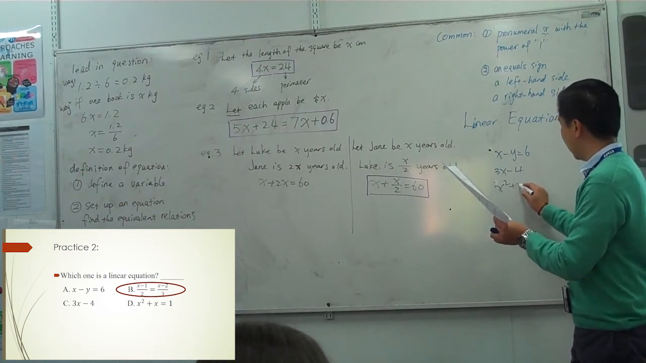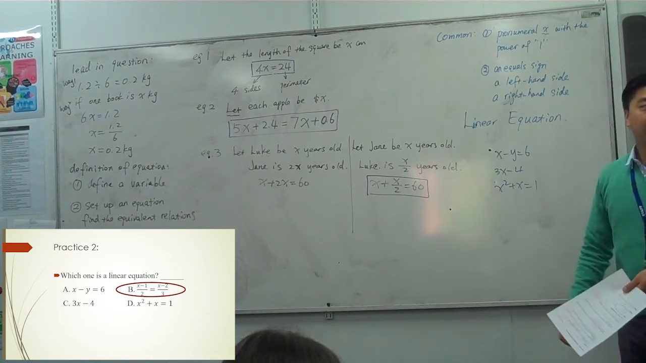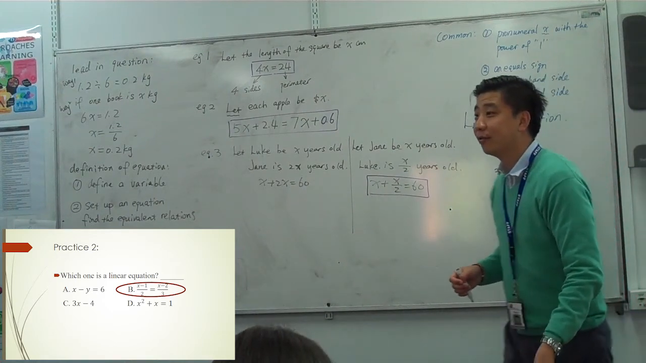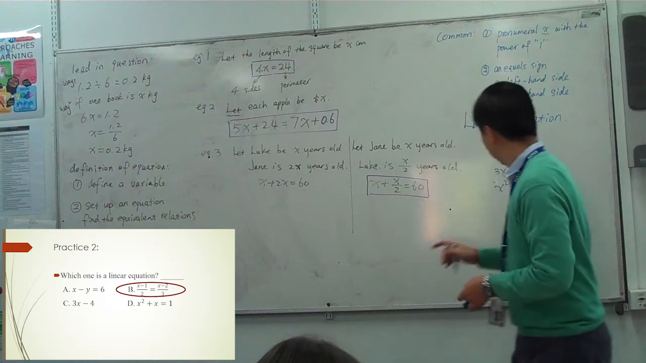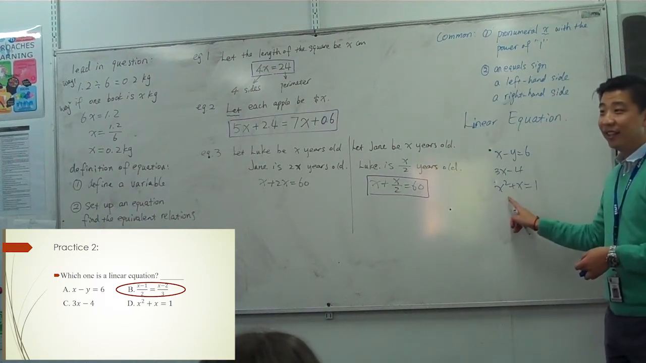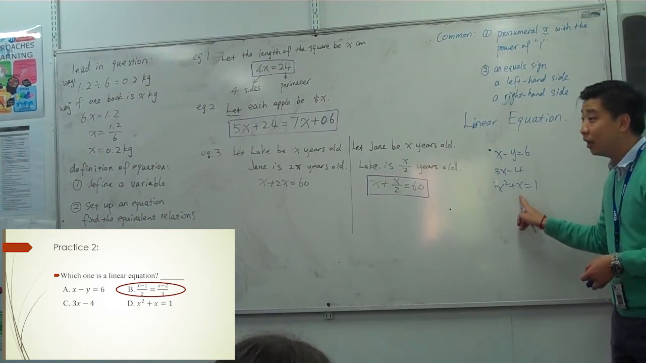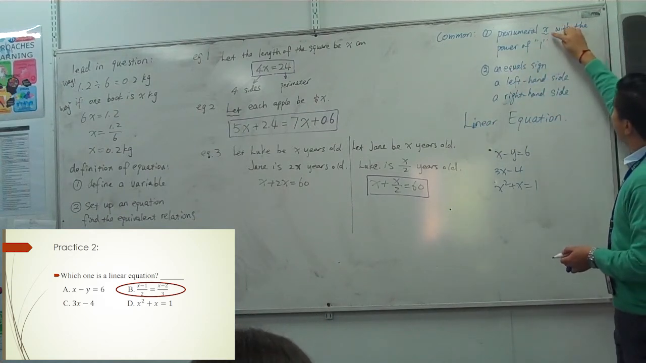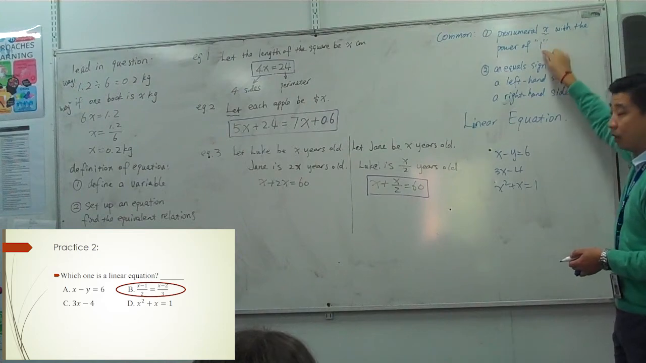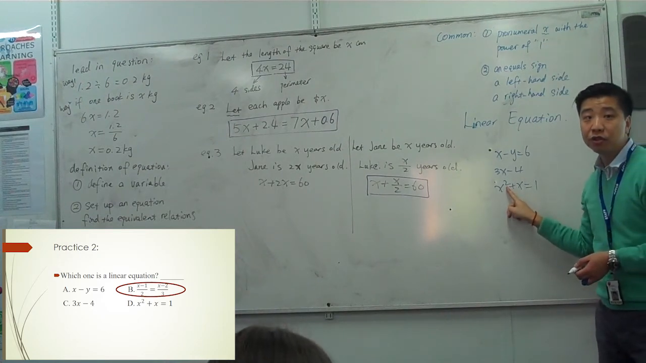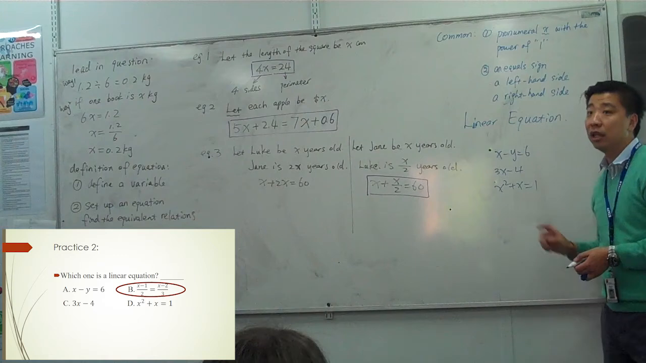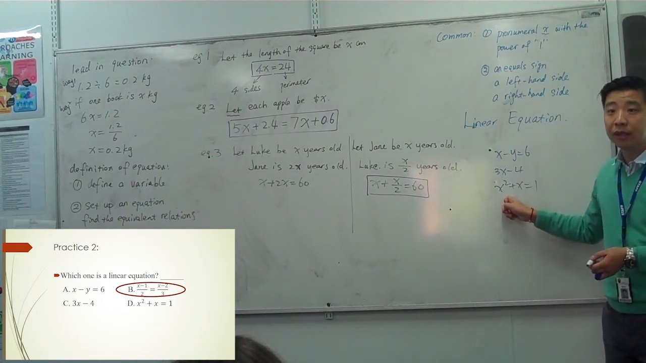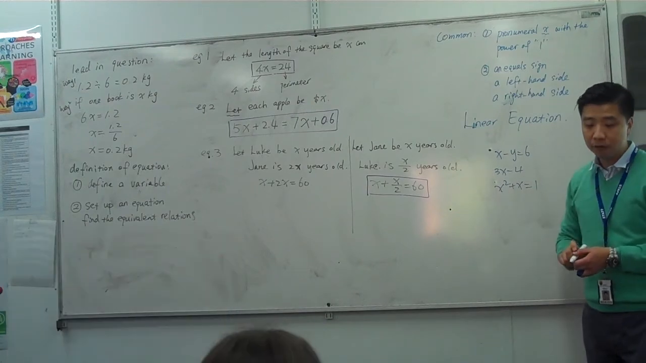x squared plus x equals 1. Is that linear equation? No. Why is it not linear equation? Because it has different powers. So linear equation means the x has a power of 1. Here is a power of 2. That means this is not a linear equation. This one is called a quadratic equation. It's not linear. Very good.